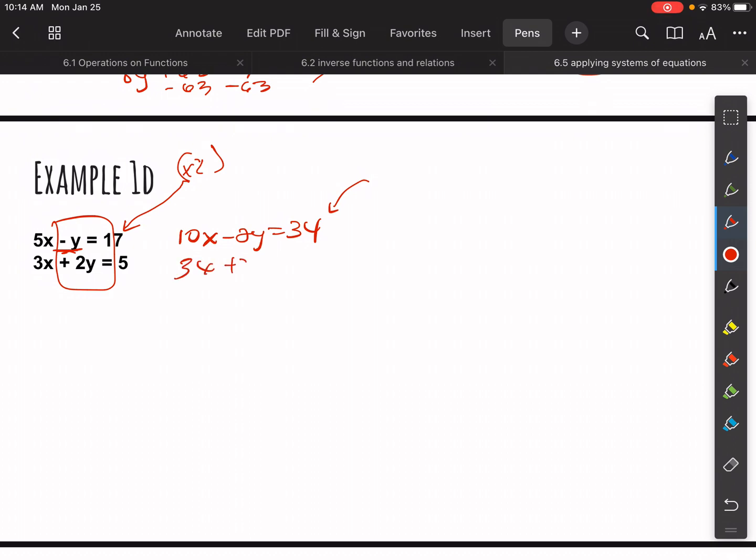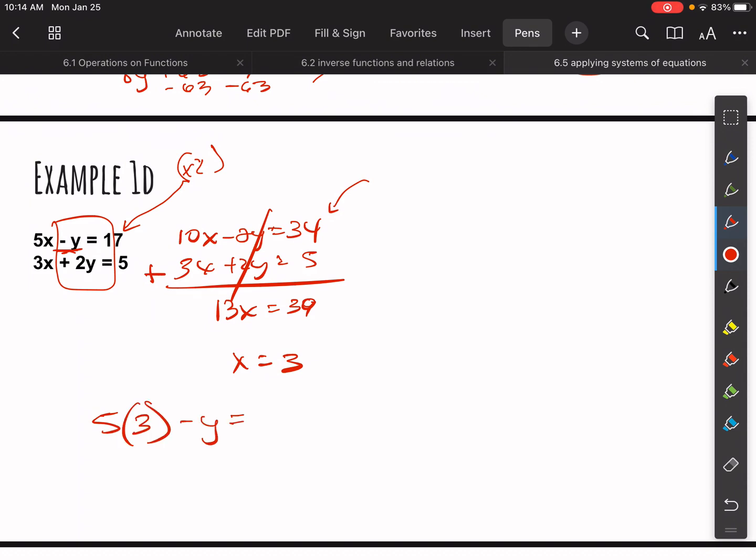And then 3x plus 2y equals 5. I'm going to add these together. I get 13x equals 39 because these eliminated. So that means that x then is equal to 3. Take that 3 and plug it back in. 5 times 3 minus y equals 17. That's 15 minus y equals 17.